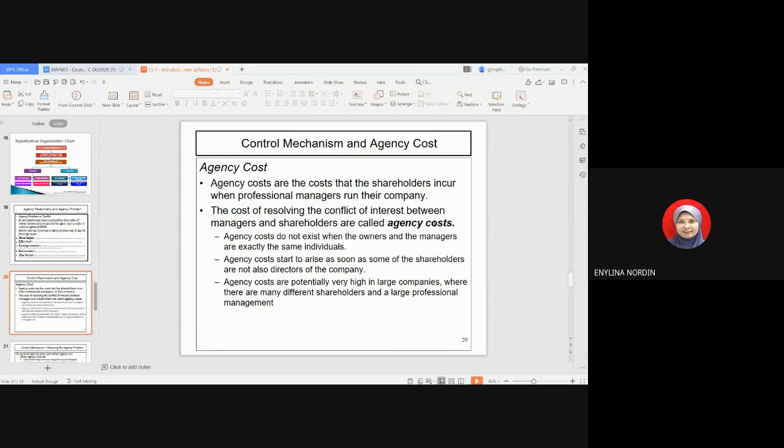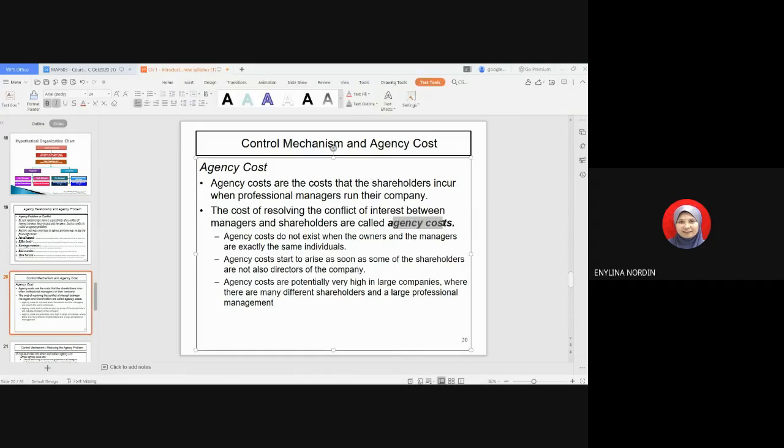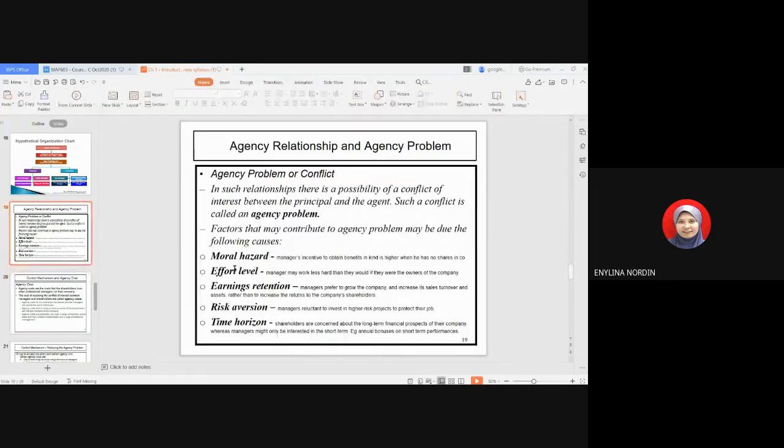So the money that the shareholders spend to make sure that the professional managers run the company in the best interest of these shareholders is called agency cost. Agency costs do not exist if the owner and the managers are the same individual. Like I said earlier, the effort level: where managers and shareholders are the same person, they become lazy, not interested to work in the best interest of the company.